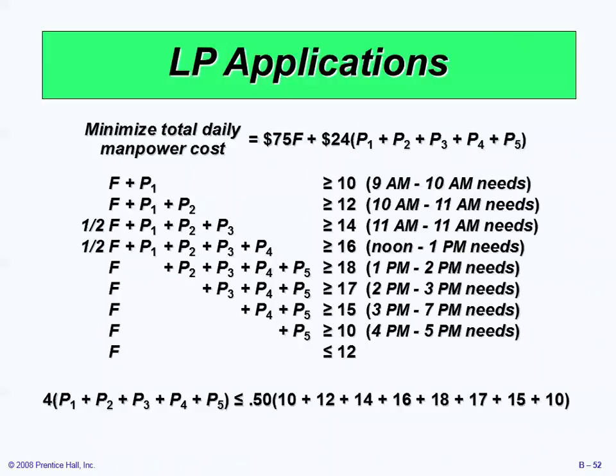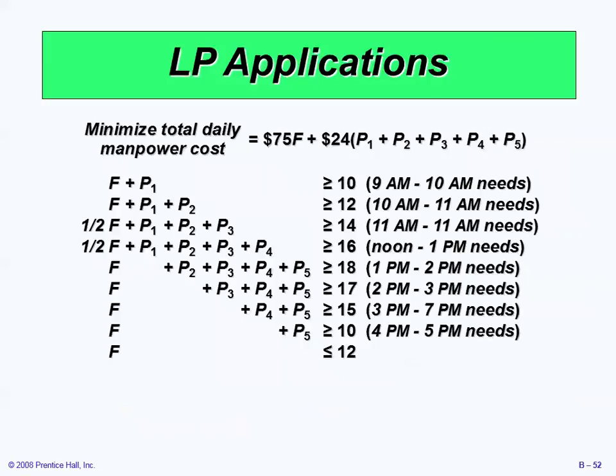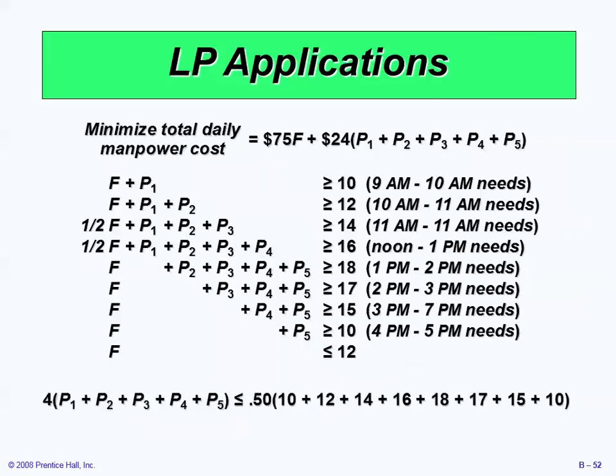Oh, half F. Huh? Why half F? Oh, I see. Lunch break. So this is something that we have to read from the question. I didn't read the question. So, all right. From 9 to 10, F plus P1 should be greater than or equal to 10. From 10 to 11, F plus P1 plus P2 should be greater than or equal to 12.